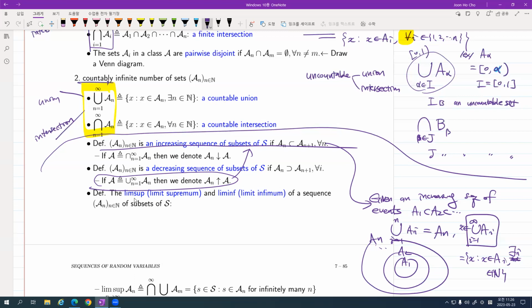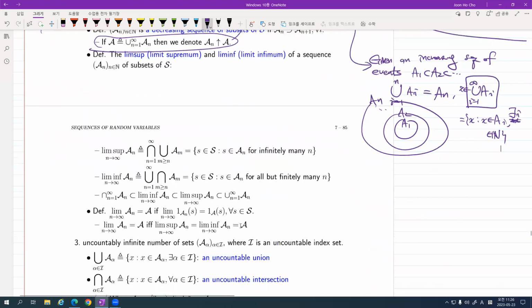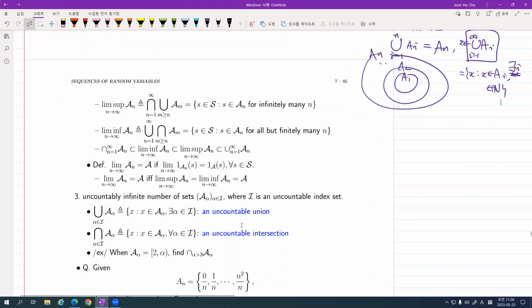And here goes another thing: lim sup, or limit supremum, and limit infimum over a sequence of subsets or events. And some of you may not even know what lim sup and lim inf are over a sequence of real numbers. So let me just quickly talk about it.